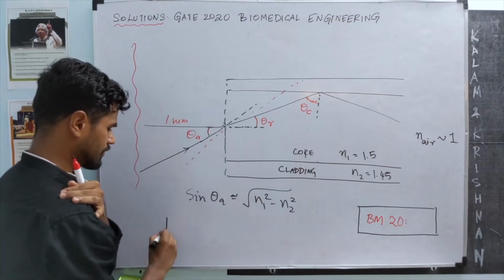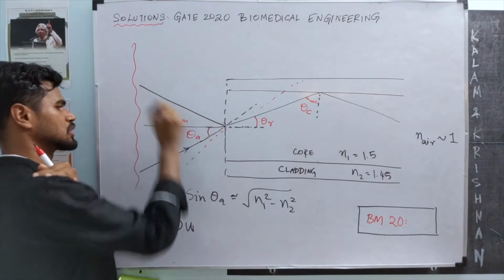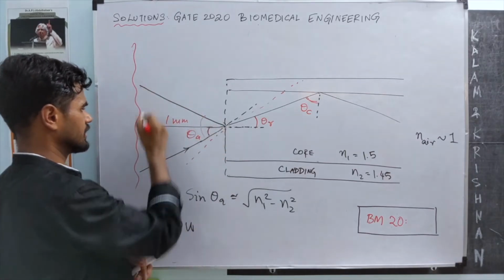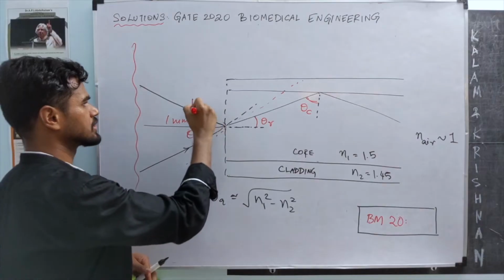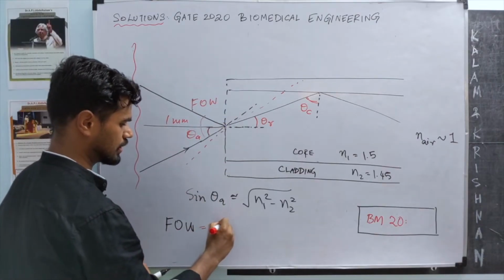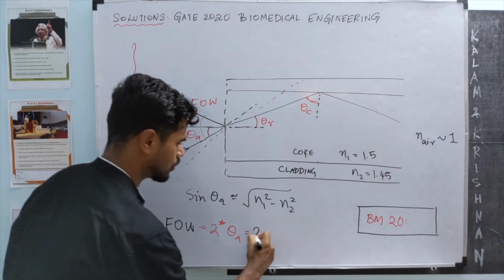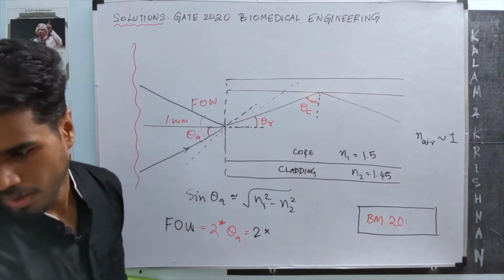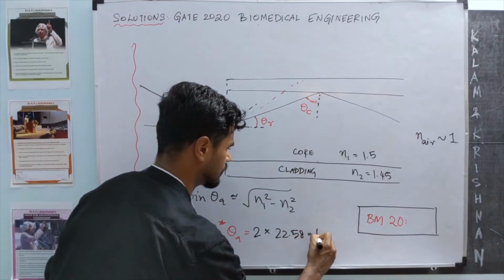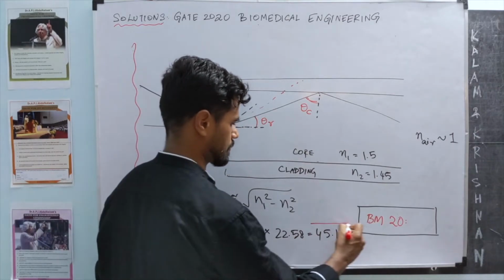And the field of view is just twice this angle. So what is the maximum angle that we can view through here? This is known as the field of view. So this is 2 times theta A, and this turns out to be 2 times 22.58, which is 45.17. This is the answer.